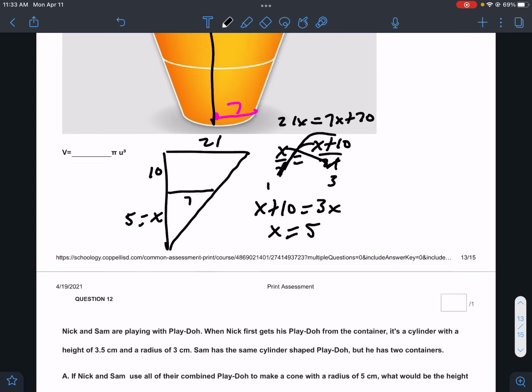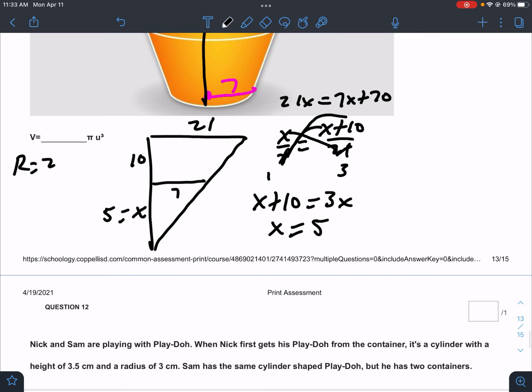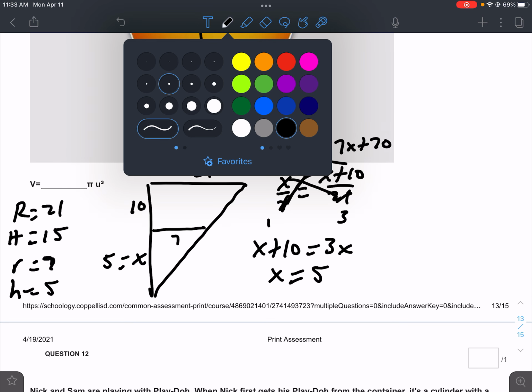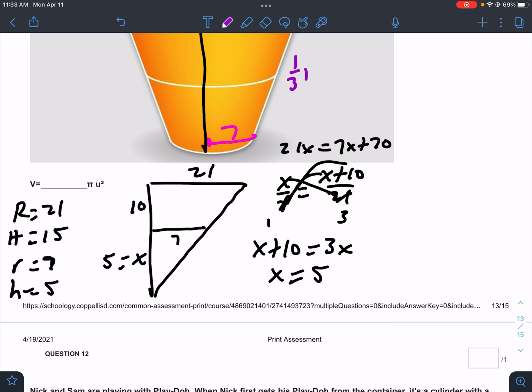All right, so we have everything we need. We know that big R is 21. We know that big H is 15. We know that little r is 7. And we know that little h is 5. And we're going to subtract the two cones. So our final situation is 1/3 pi times r squared h for the big cone minus 1/3 pi times r squared h for the small cone.